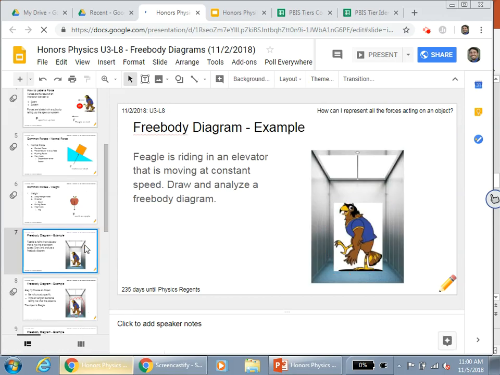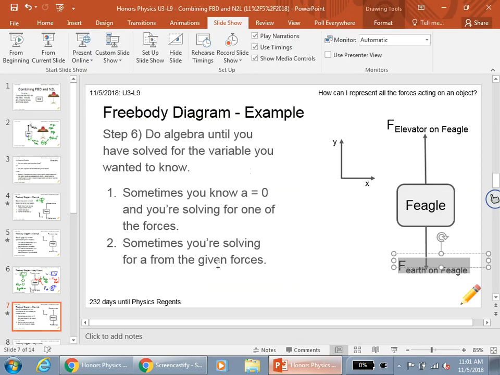All right, so the question told us that Fiegel is riding in an elevator that is moving at constant speed. Draw and analyze a free-body diagram. So the question has already told us what the acceleration is equal to. What is the acceleration equal to? 0. It's equal to 0. What part of the question tells you that? Moving at a constant speed. Okay, so we can come back to our question here.